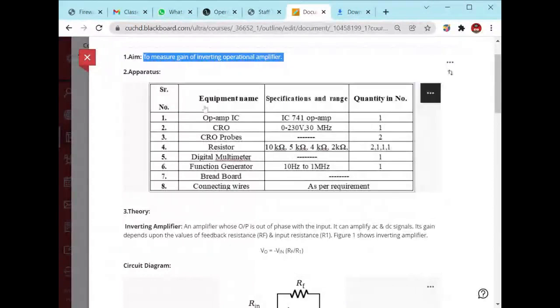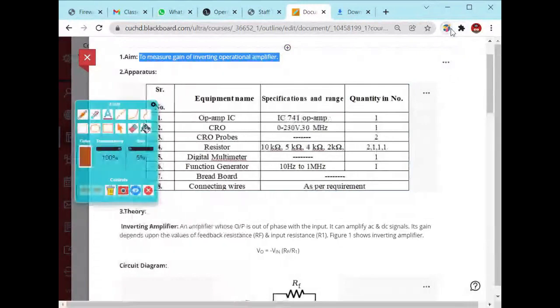To complete this experiment, we have to take some equipment, like this operational amplifier, the IC 741. This 741 IC is an operational amplifier IC. As the name suggests, it is an operational amplifier. So what operation is it performing? What are the different applications of this operational amplifier?